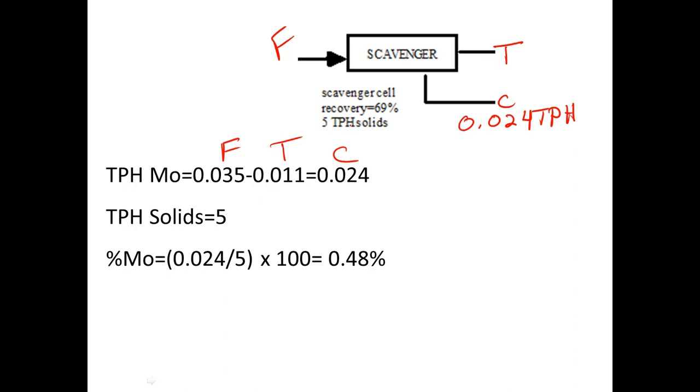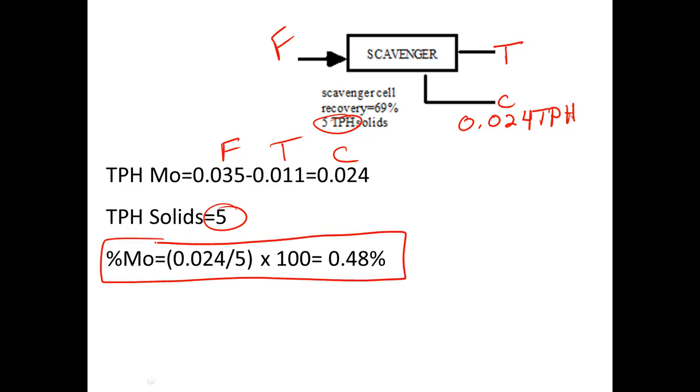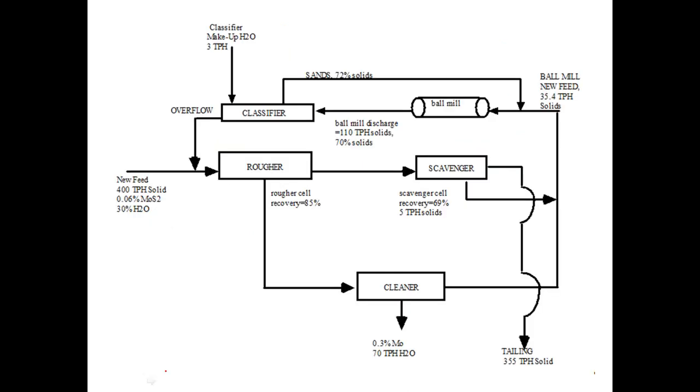which is equal to 0.024 ton per hour. We're given that there's 5 tons of solid there, which allows us to calculate the grade of molybdenum in the scavenger concentrate stream. And that's equal to 0.024 divided by 5 times 100 gives us a value of 0.48 concentrate grade coming out of that scavenger. So we're doing pretty well here. We've characterized a lot of these streams already.